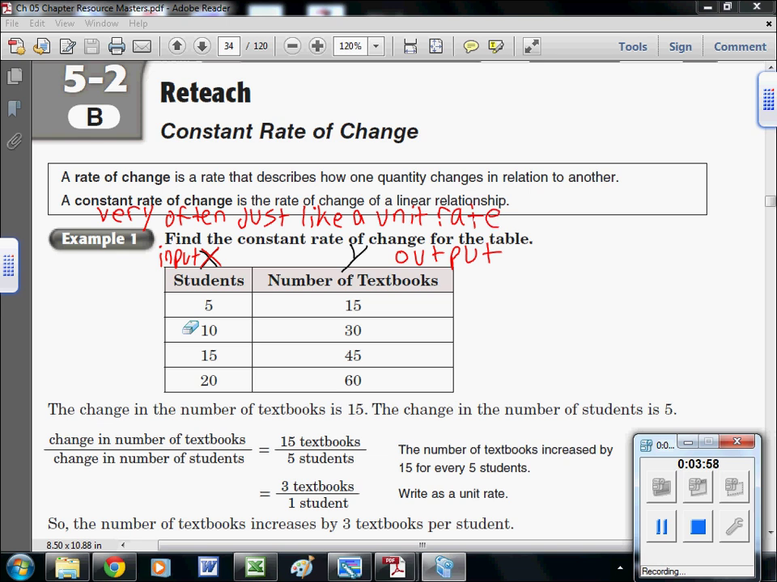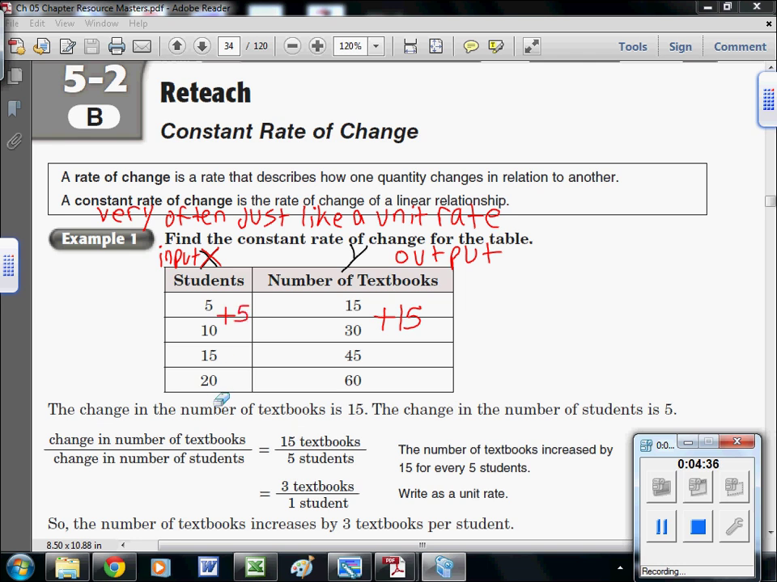So now let's take a look at this example real fast. In this example, we notice in the table, students is going up by 5, okay, and textbooks are going up by what looks like 15. Textbooks are going up by 15. So here's what I want you to do. Between any of these, it can be from here to here, or from here to here, I want you to take a look at what is the change in the number of textbooks. You'll notice each time the change is it goes up 15. So the change in number of textbooks is 15 textbooks. Look at your students for that same gap.